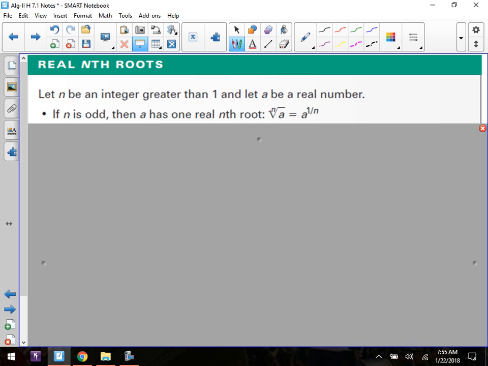When you have nth roots, if the n is odd, like a third, so let's say it's the cube root, that means there's just one root. So the cube root of 8, what's a number that you multiply together 3 times to get 8? 2. What's the cube root of negative 8? It's negative 2. Okay?